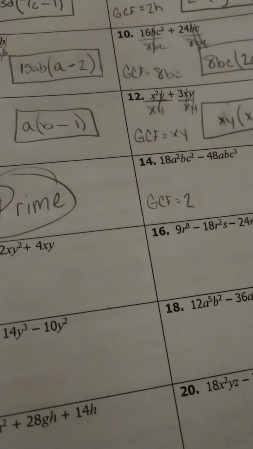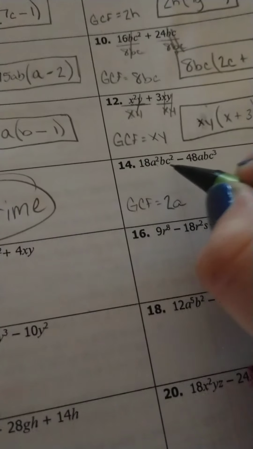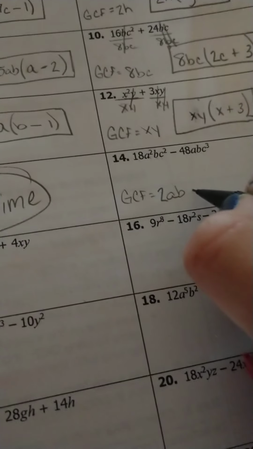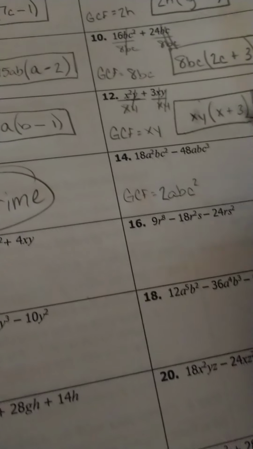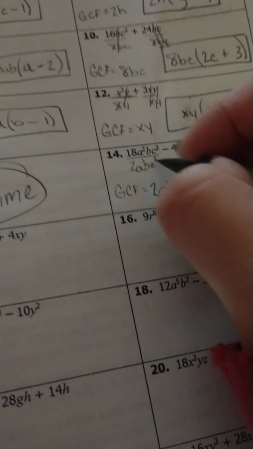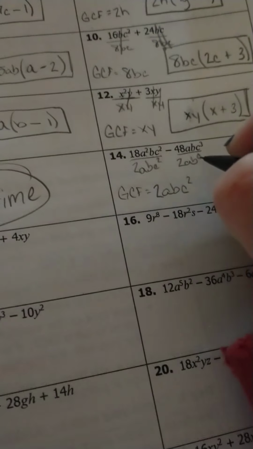Sorry. So your GCF is going to have a 2 in it. You've got a squared and a, which means I'm going to drag out an a. B and b, so the b is going to come out. C squared and c cubed, which of those is smaller? The c squared. So I'm going to divide both of these by a 2abc squared. Put that 2abc squared out front.